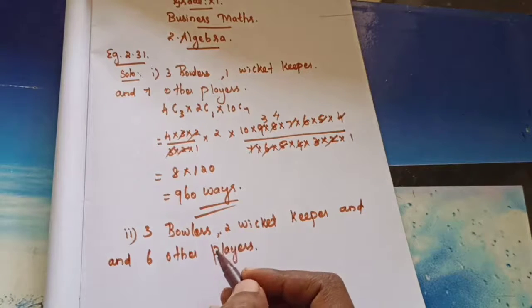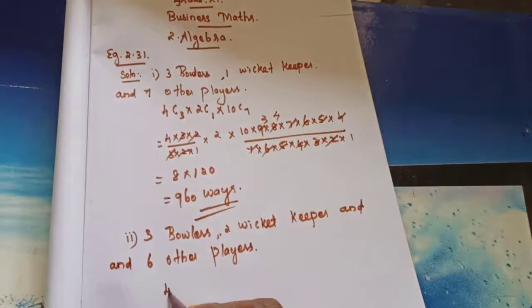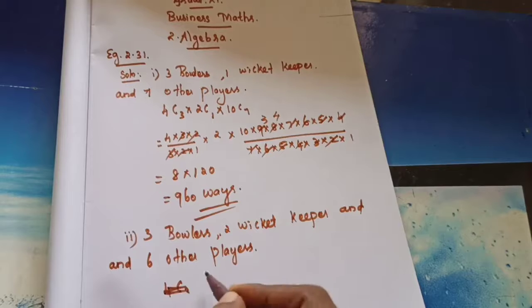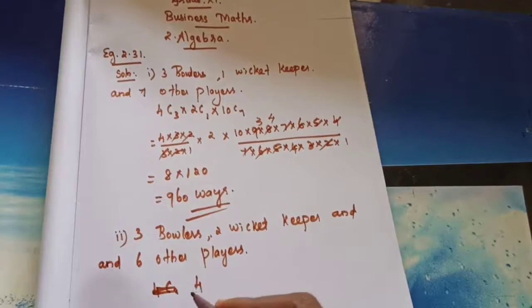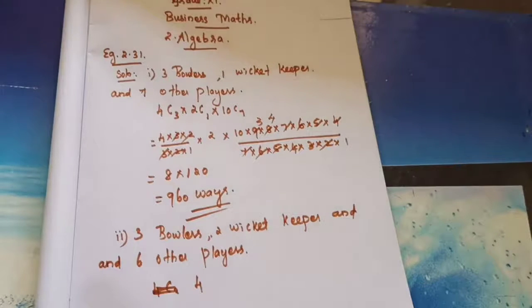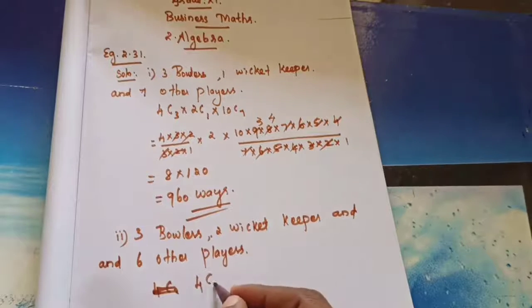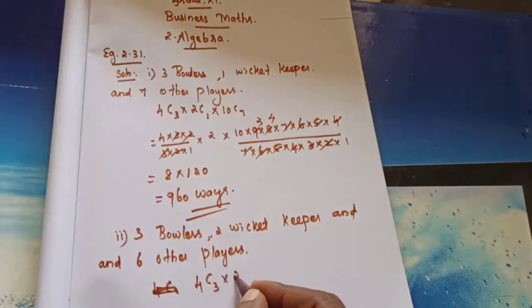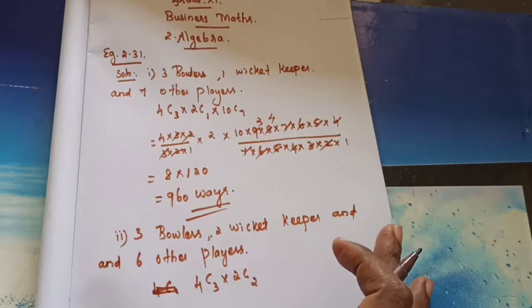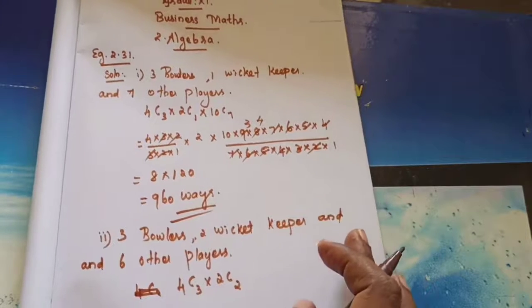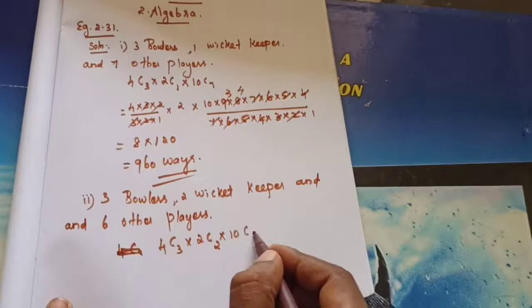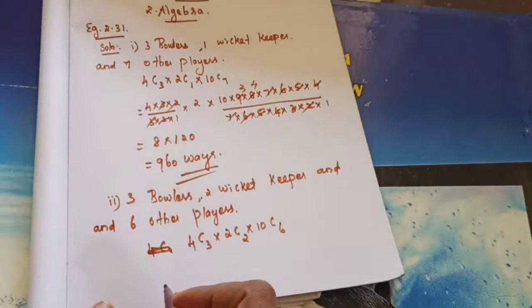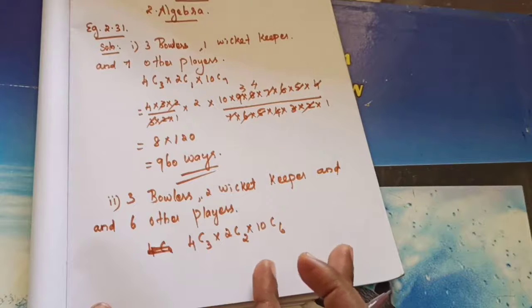So how will you write it in the combination? 4C3 into 2C2, is it right? So 2 wicket keepers we need to choose. Already they said 2 wicket keepers must be there. Into 10C, how much? 10C6. Write down and simplify. So same as the previous problem. If you need, you can do it.